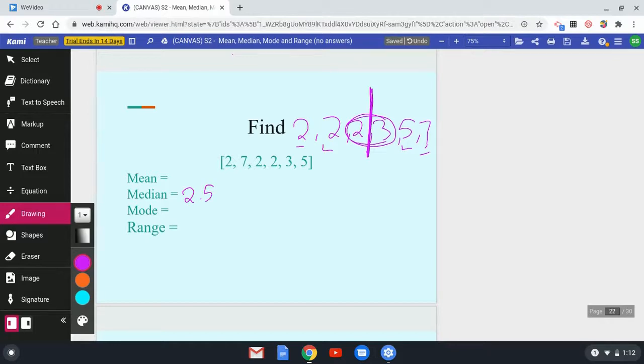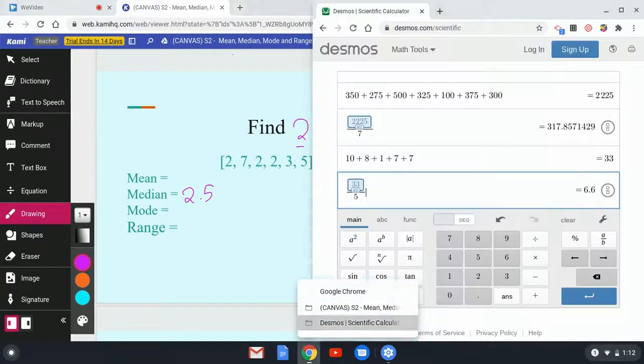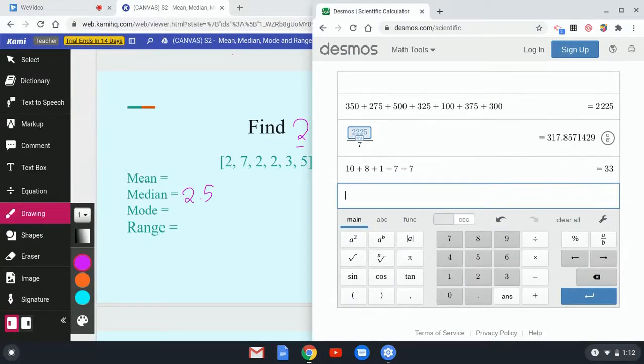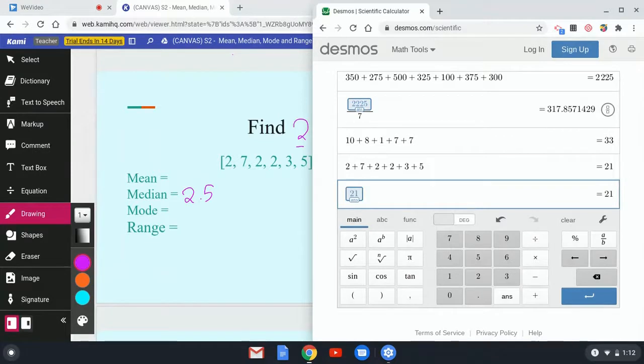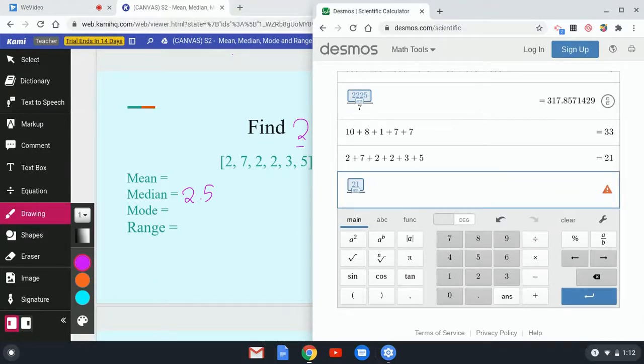You add and divide for the mean. Okay, so let's add and divide. We have 2 plus 7 plus 2 plus 2 plus 3 plus 5. Always just make sure you get them all. Then answer 21 divided by how many? 1, 2, 3, 4, 5, 6. The answer is, for the mean, 3.5.